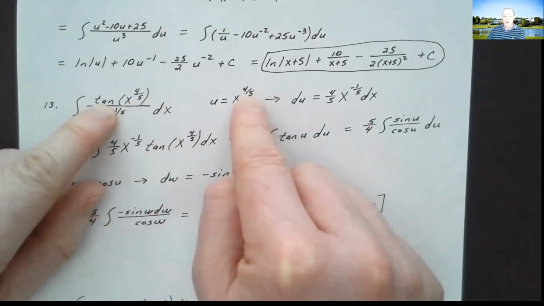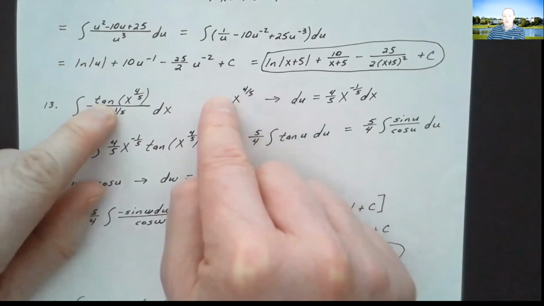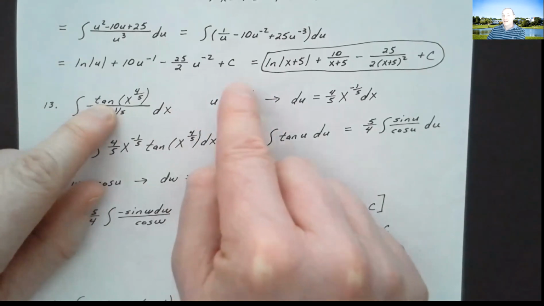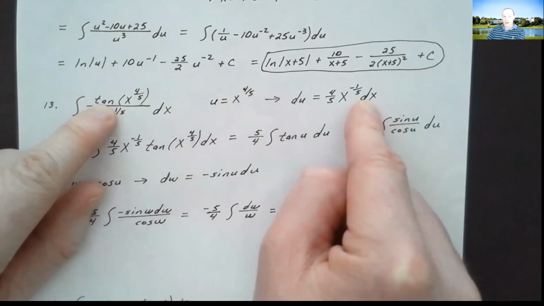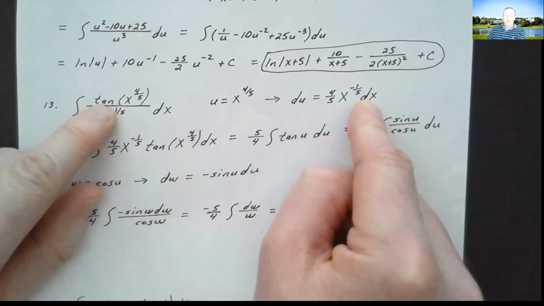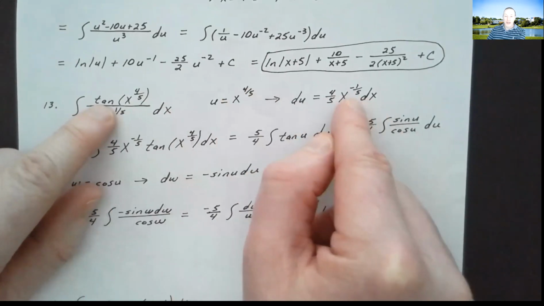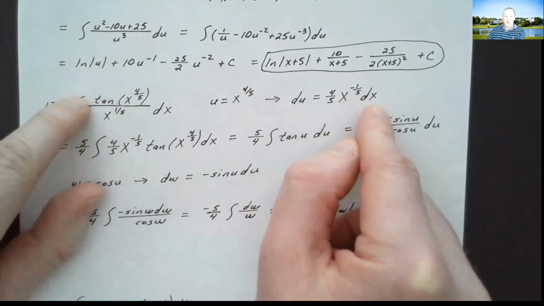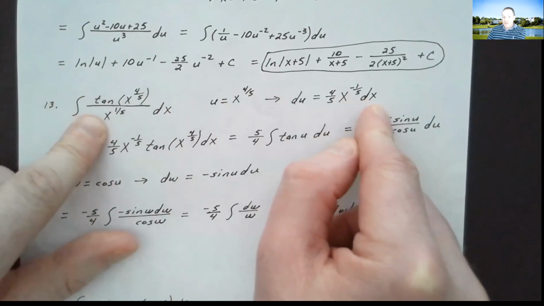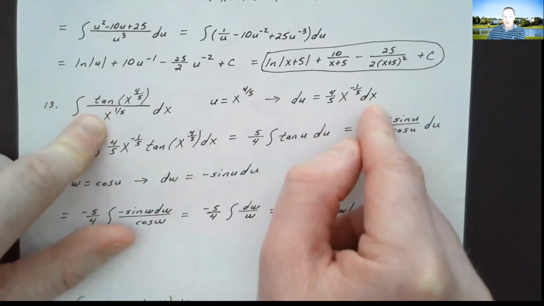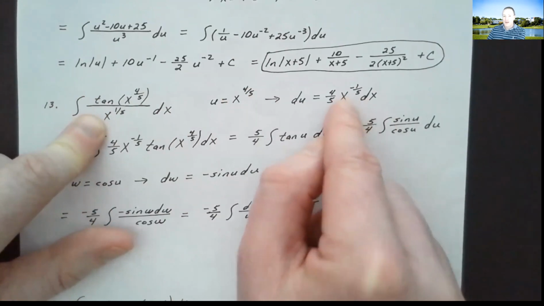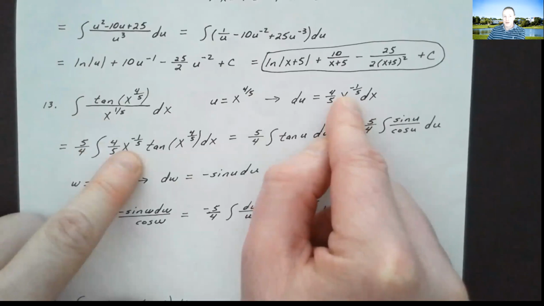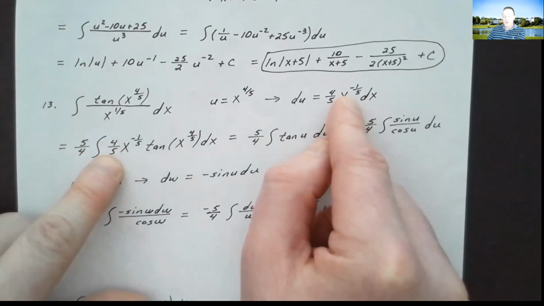If I do that, I can say the derivative of x to the 4/5 is going to be 4/5 x to the negative 1/5 power, and that's going to be the derivative with respect to x. So I'd have to see a 4/5 x to the negative 1/5 dx in my problem. And I need to understand, if I have an x to the 1/5 in the denominator, I have an x to the negative 1/5.